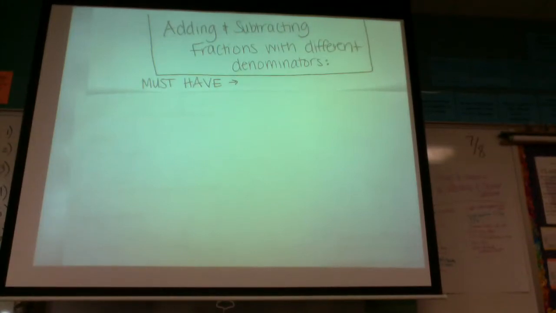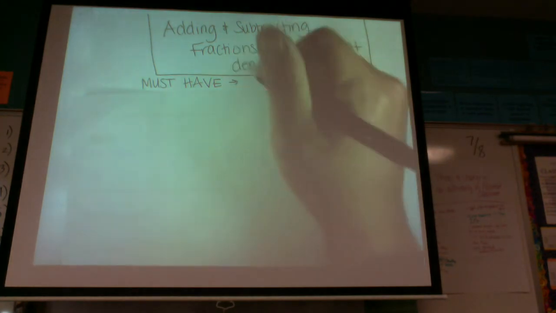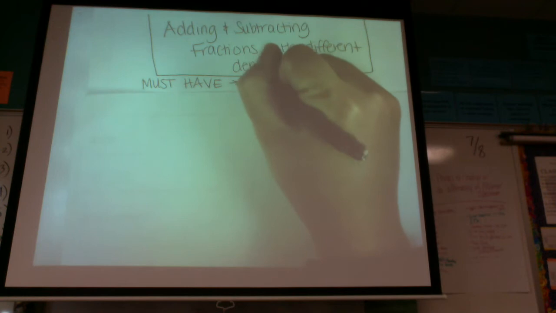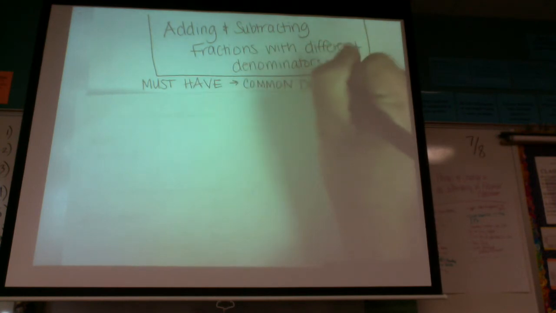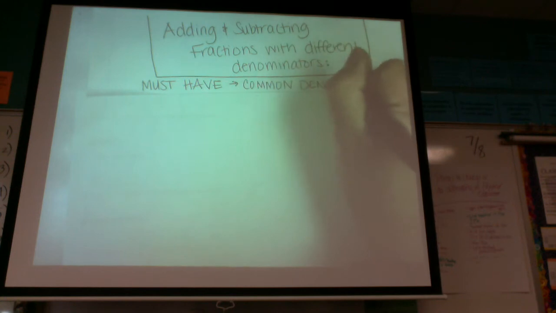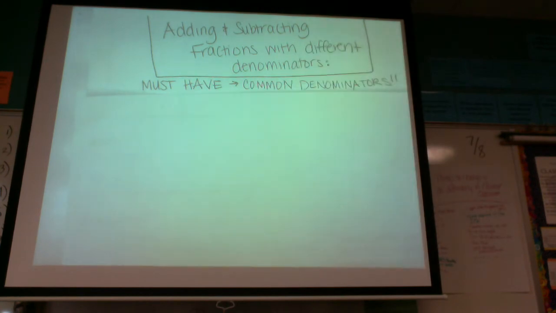Our last fraction video is going to be on adding and subtracting fractions that have different denominators, so they don't have the same one to start off with. And hopefully you remember that in order to add and subtract fractions together, they must have that common denominator. So what you're going to have to do first is turn all of those denominators the same. Okay, so they have to have those common denominators.